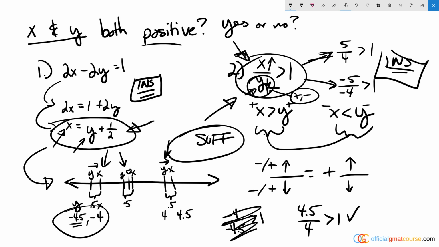I like plugging numbers because if you can't find any numbers that follow both rules that are not both positive, then that means they must always be both positive in order to follow the rules. And that will prove that essentially the answer to this question is always yes. And our answer to this question is answer choice C. The two statements together are sufficient.